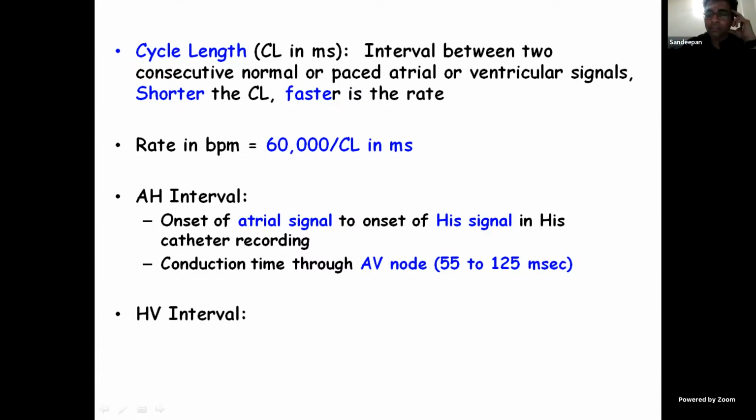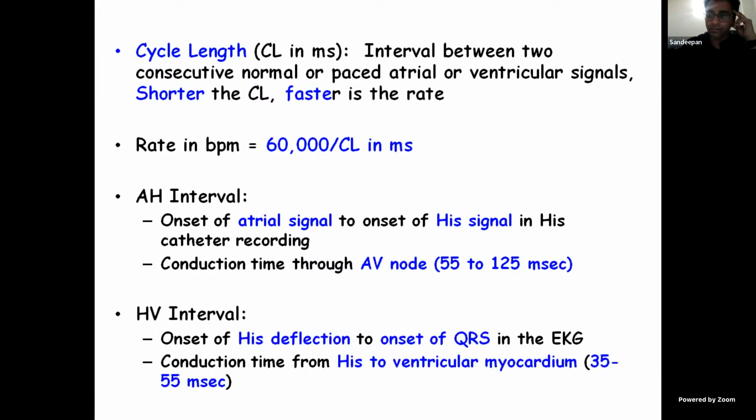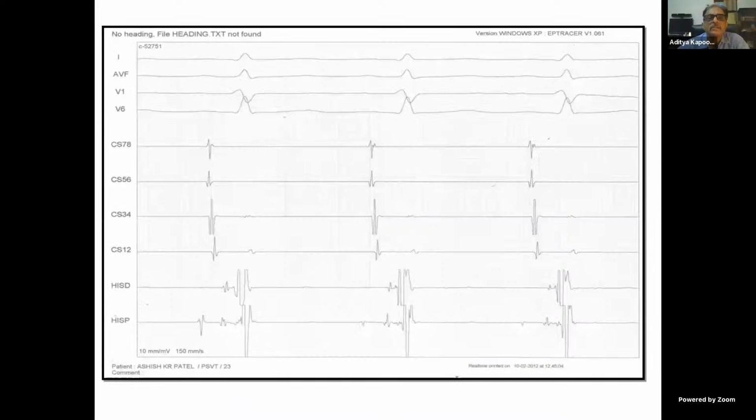So the onset of the His signal on the His bundle electrogram to the earliest ventricular activation on the surface ECG. A normal value? 35 to 55. Yeah, so onset of the His to the onset of the QRS in the electrocardiogram, as you rightly said. So this is about 35 to 55 milliseconds. So again, these are basic intervals.